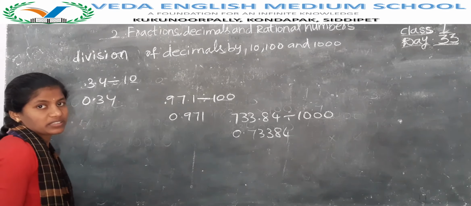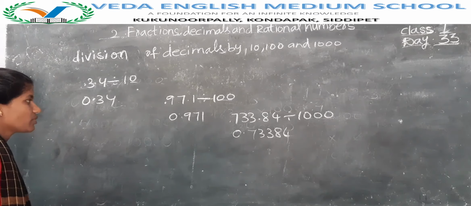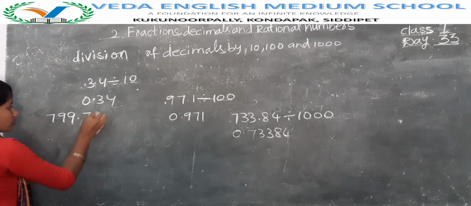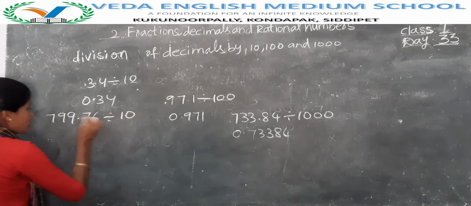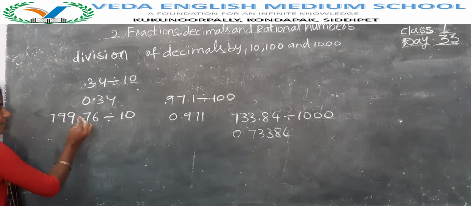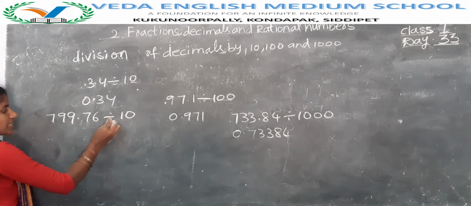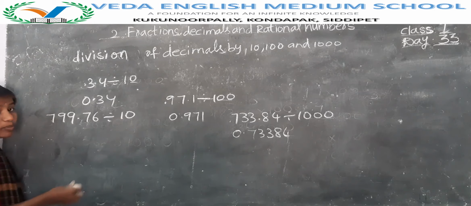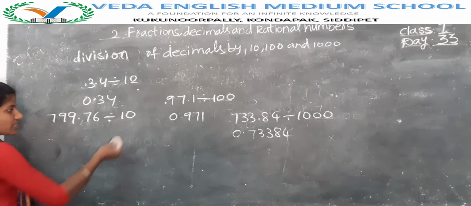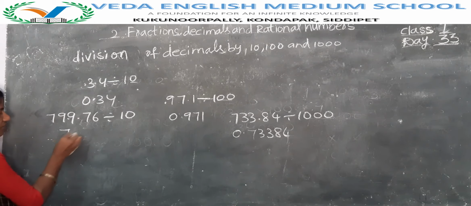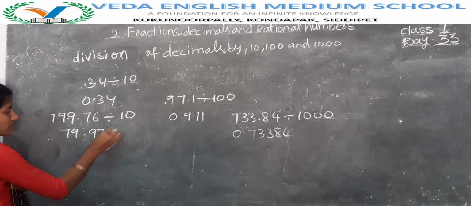Understand? It is a division of decimals. Again, 799.76 divided by 10. Then the point moves to the left side after 1 digit. Why? Because in 10 we have only 1 zero. So here you will get the point after 1 digit: 79.976.